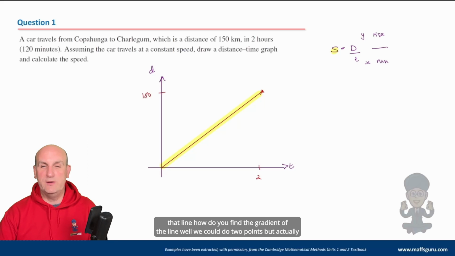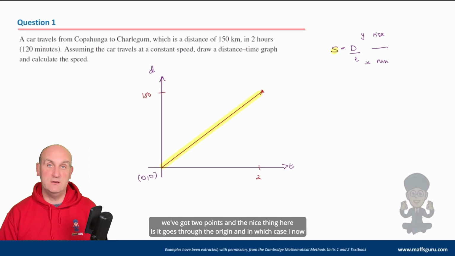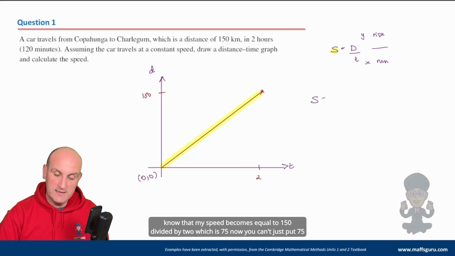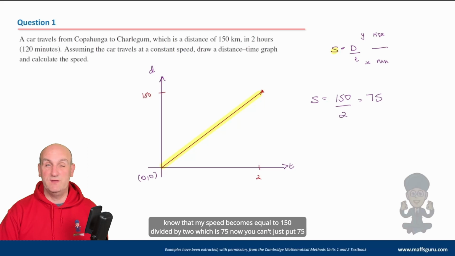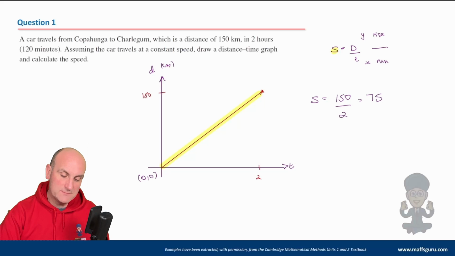Well, we could do 2 points, but actually we've got 2 points. And the nice thing here is it goes through the origin, and in which case I now know that my speed becomes equal to 150 divided by 2, which is 75. Now, you can't just put 75 because you've got to put units. And we know that our distance was in kilometers.